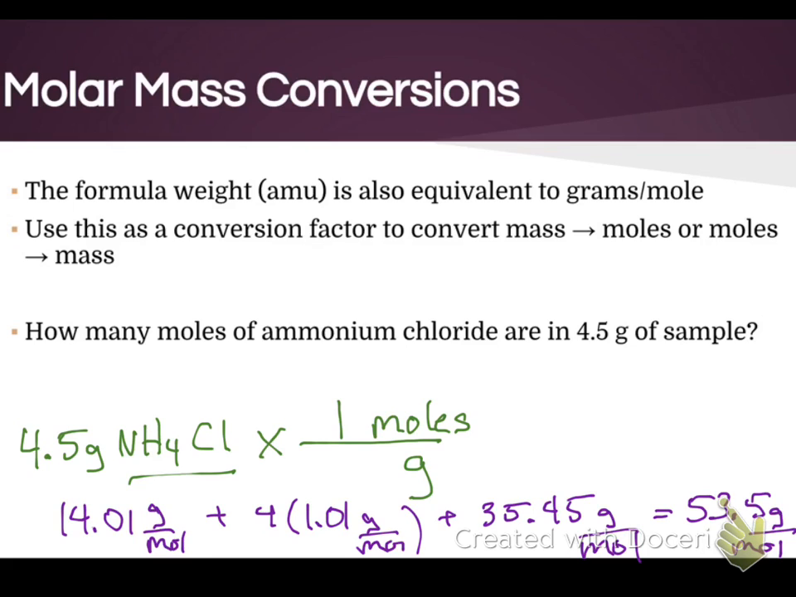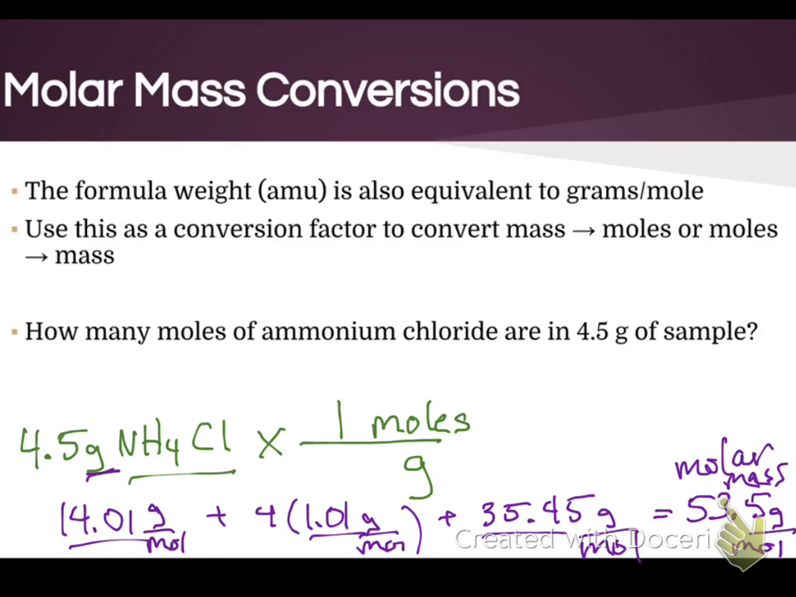Okay, so all I do is I look up the mass of nitrogen on the periodic table and hydrogen, and of course there's 4 of them, so I'm going to multiply that, and chlorine, and then we add those all together to get the total molar mass. Okay, so molar mass always has the units grams per mole, and it always comes from the periodic table.